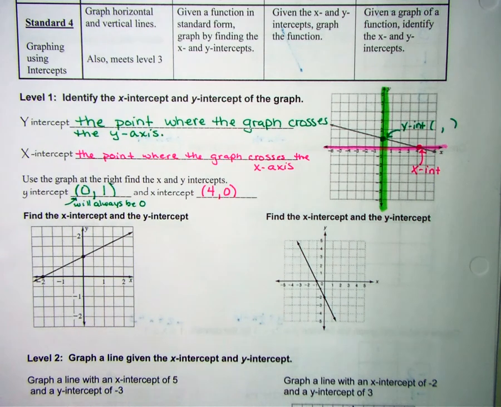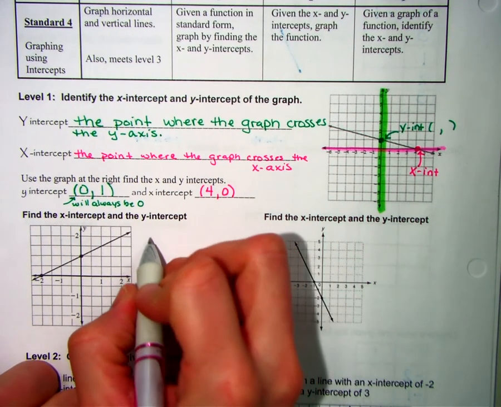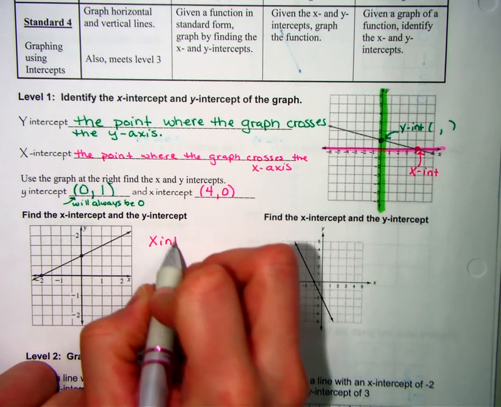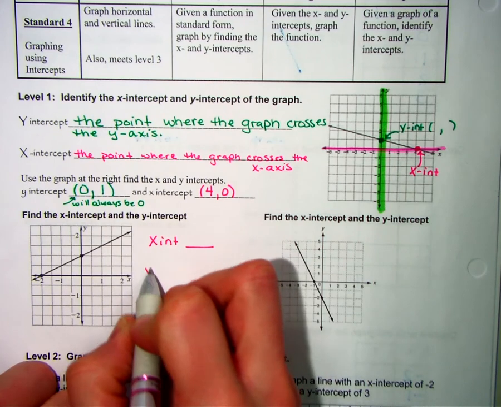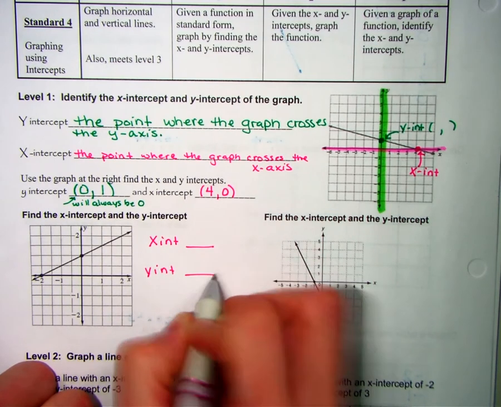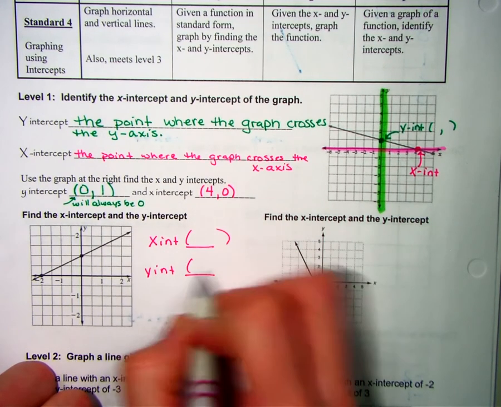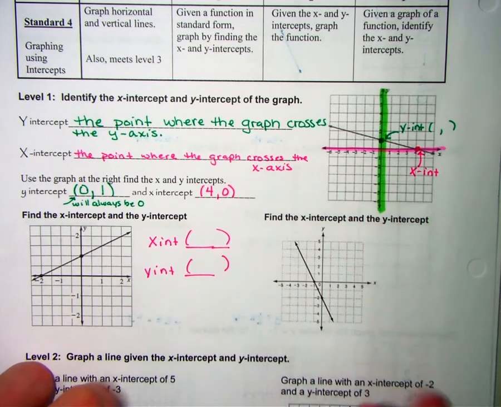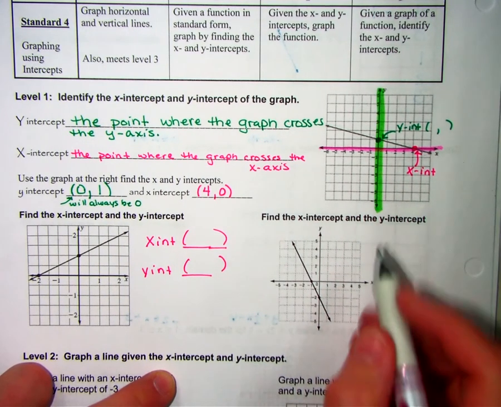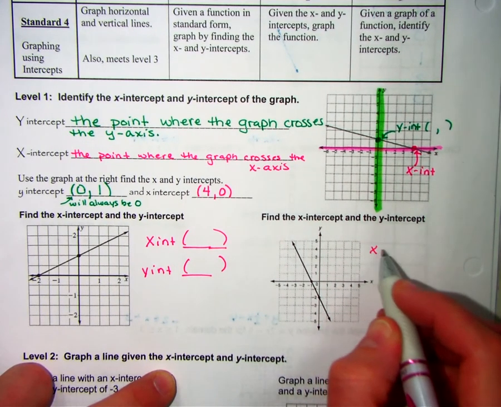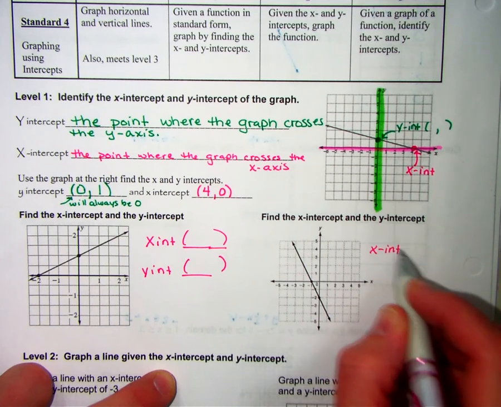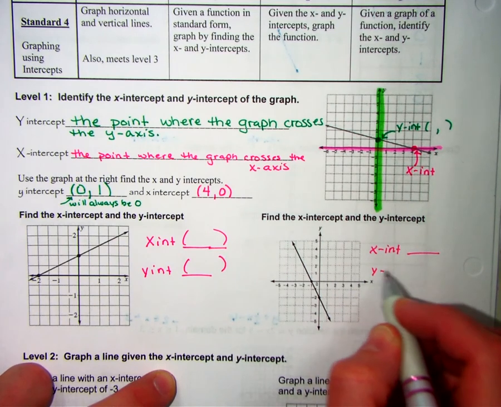Find the x-intercept and the y-intercept. So that's what we're doing here. Find the x-intercept, find the y-intercept. And then we'll do it one more time. Find the x-intercept, find the y-intercept.